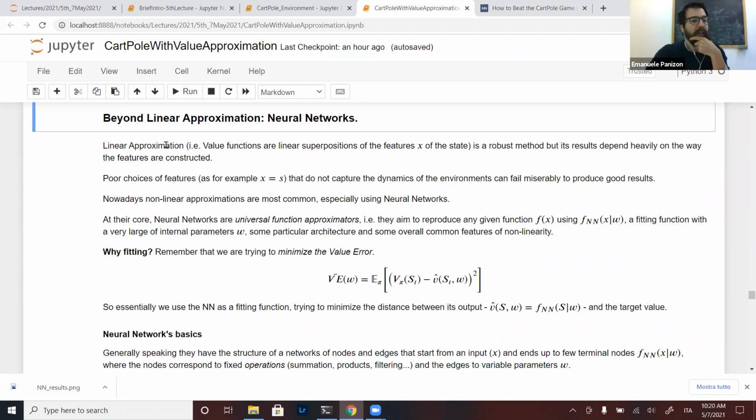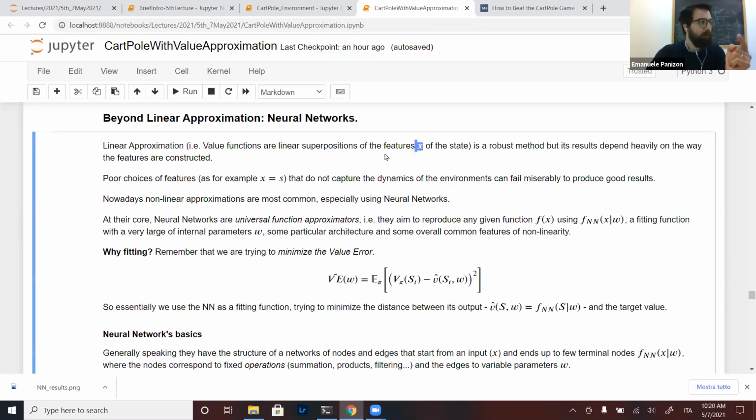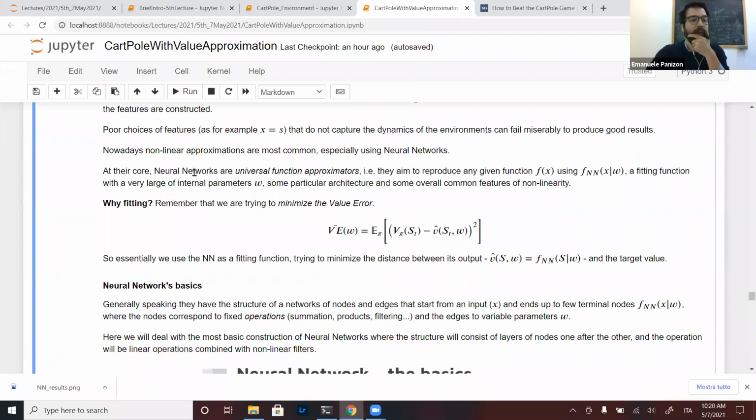So linear approximation was that once you had the features, you had only one way to construct the approximation of the Q, of the value, which was a linear combination. Now you can use whatever you want, and it will have to be a parameterized function with some weights which parameterize the function to be the best possible description of the value.